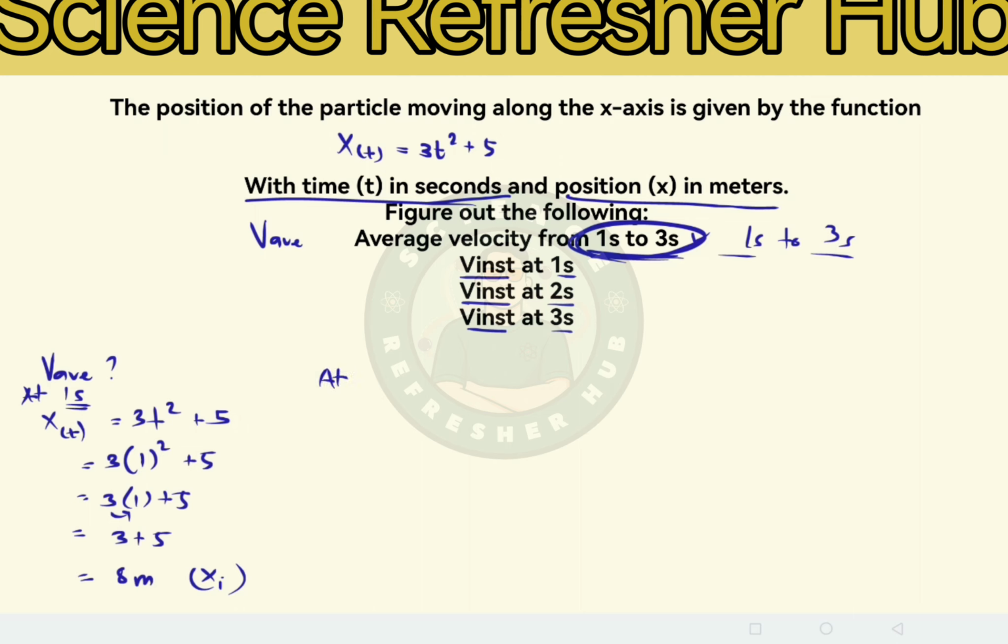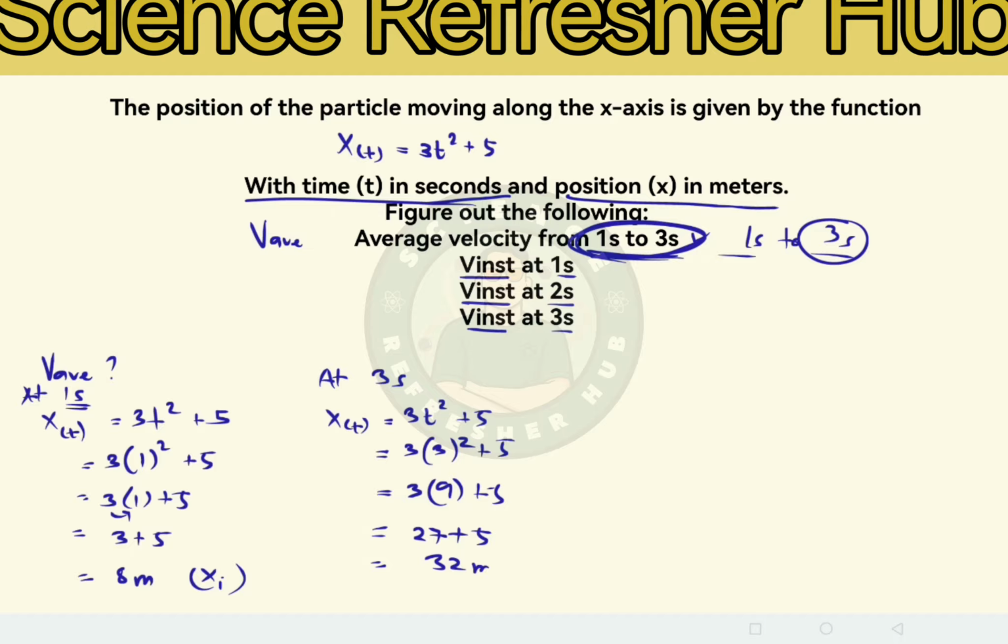Next, at 3 seconds, what will be the position of this moving particle here? So x with respect to t, it's 3t squared plus 5, but this time the value of t will be 3 at 3 seconds. So replace t with 3: 3 squared plus 5. Then get the squared first. 3 times 3 is 9; 3 times 9 is 27, plus 5, it's 32 meters. And this will be your final position.